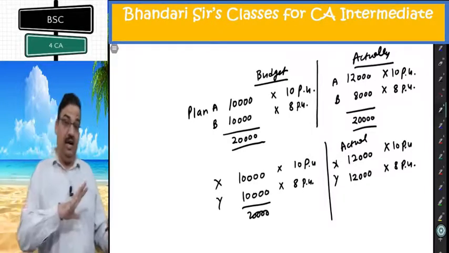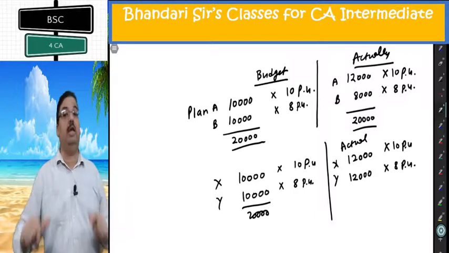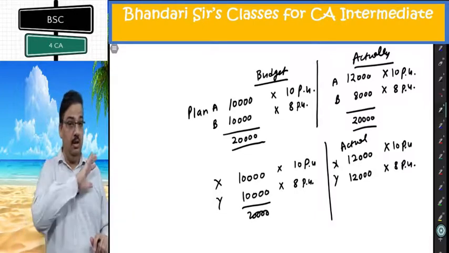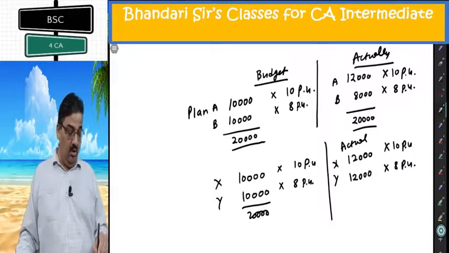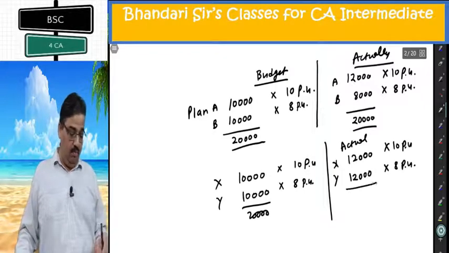Is there any mix variance? No mix variance. Ratio is same. When ratio is same, no mix variance. Then why the sale value is more? Because they have sold total quantity higher than what they planned.